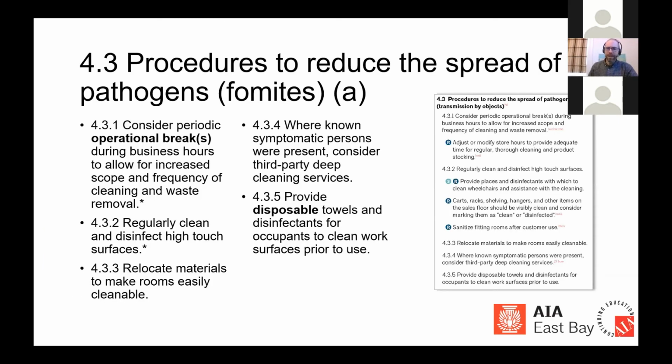Now, fomites is something that was emphasized a lot more heavily in version 1.0 versus 3.0. And this is a two-part slide here. Consider having operational breaks during business hours to allow for extra cleaning and waste removal that may not be part of your everyday workflow. And another example of some of these interventions being at odds with sustainability is providing disposable towels and disinfectant as opposed to reusable ones. This is something that we've been seeing coming up.